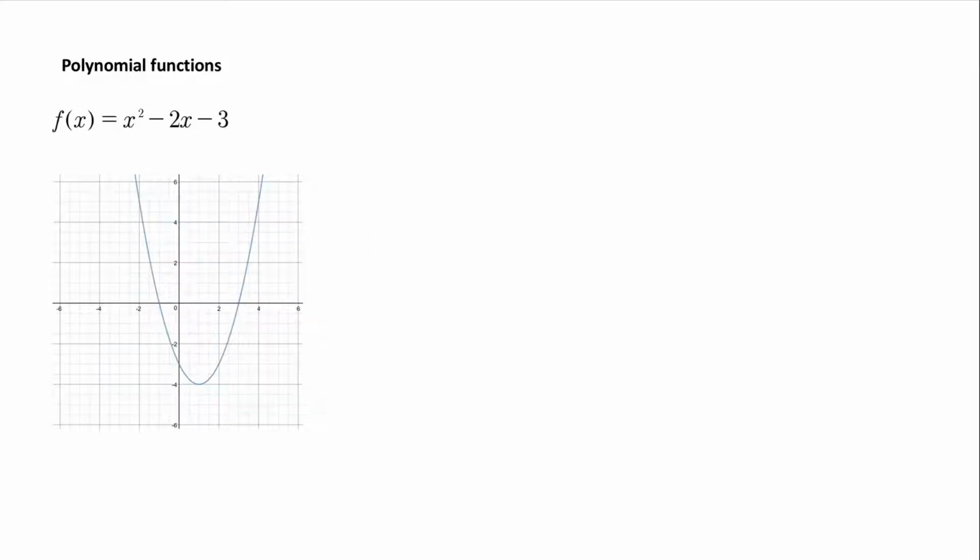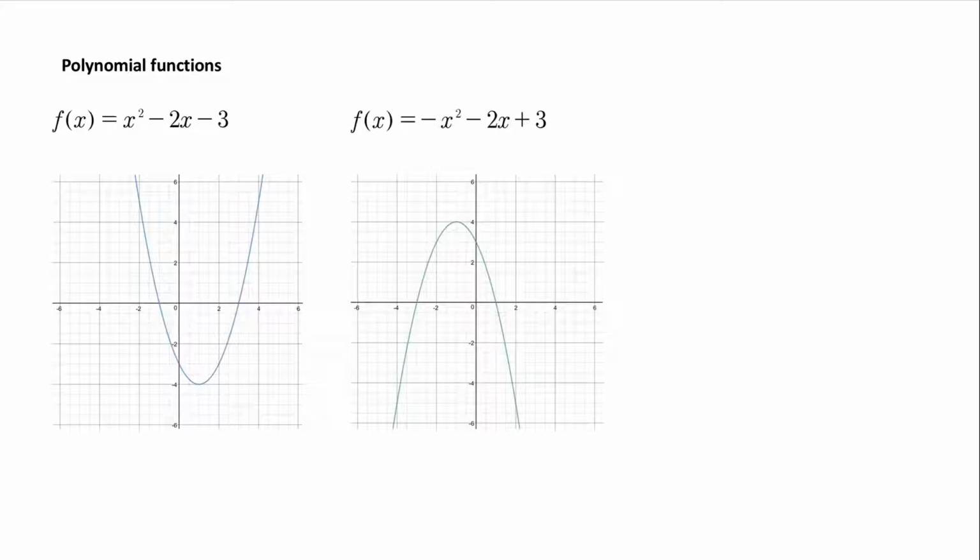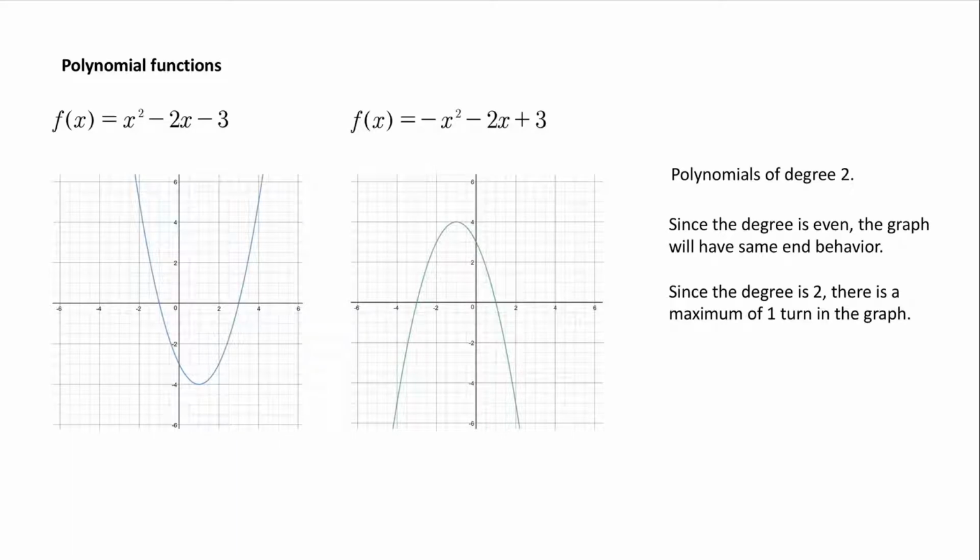Now let's look at the function f of x equals x squared minus 2x minus 3 and the function f of x equals minus x squared minus 2x plus 3. These are polynomials of degree 2. Since the degree is even, the graphs will have the same end behavior.